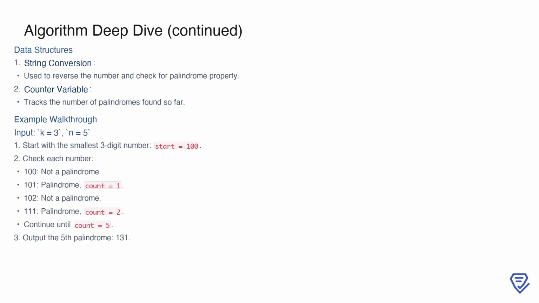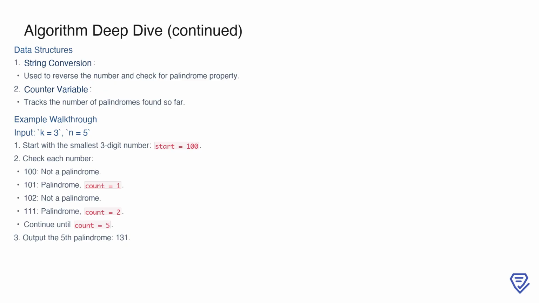To better understand how the brute force approach works step by step, let's walk through an example. Suppose we're given k equal to 3 and n equal to 5. This means we need to find the fifth smallest palindrome with 3 digits. We start at 100, the smallest 3-digit number, and check each number sequentially. The first number, 100, is not a palindrome.